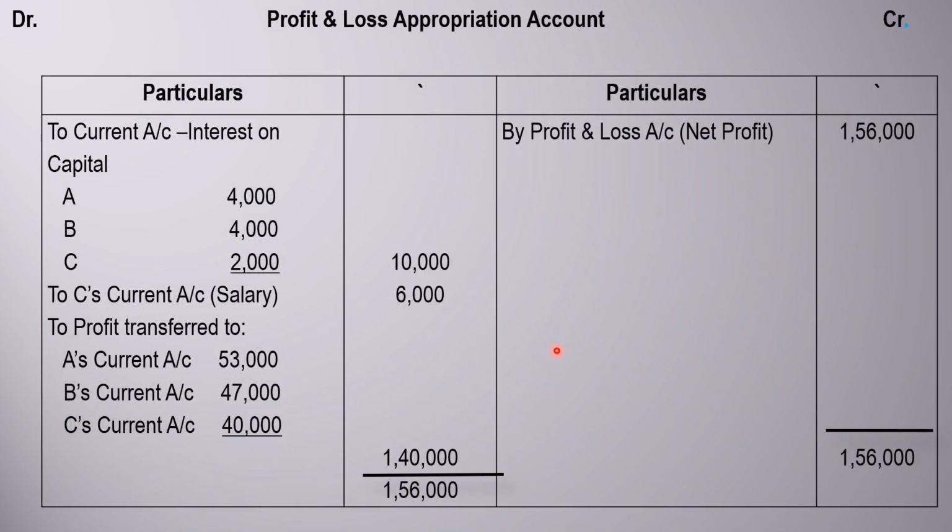First of all, by profit and loss account, net profit 1,56,000, which was provided. Again, interest on capital: 80,000, 80,000, 40,000, and 5% thereupon. So 4,000, 4,000, 2,000 is coming. The total interest on capital is 10,000, transferred to current account. Then current account, salary, that is 6,000, it is per annum provided. So 1,56,000 minus 16,000, coming 1,40,000. That 1,40,000 will be distributed under different slabs here.